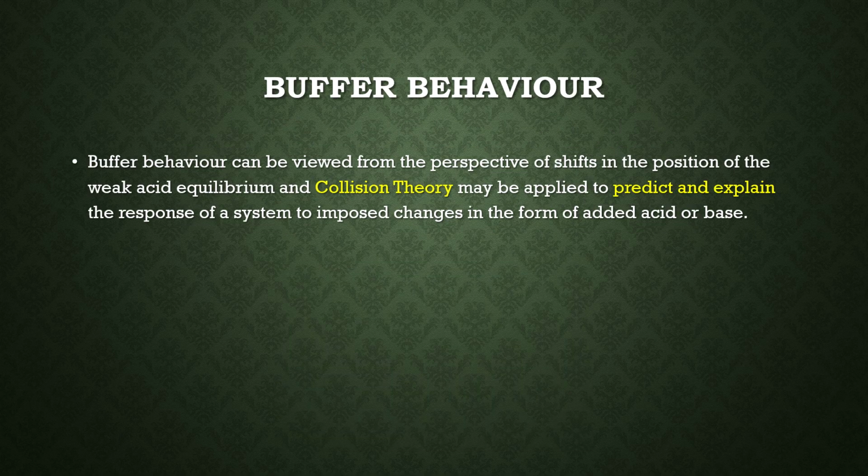Buffer behavior can be viewed from the perspective of shifts in the position of this weak acid equilibrium, and collision theory can be applied to predict and explain the response of a system to an imposed change in the form of added acid or base. So what we're doing really is we're using our equilibrium topic and the way we'd answer questions using collision theory to predict and explain what's going to happen when acid or base is added. So what we're now doing is we're linking the equilibrium topic to the acids and bases topic. And this happens a lot throughout year 12.